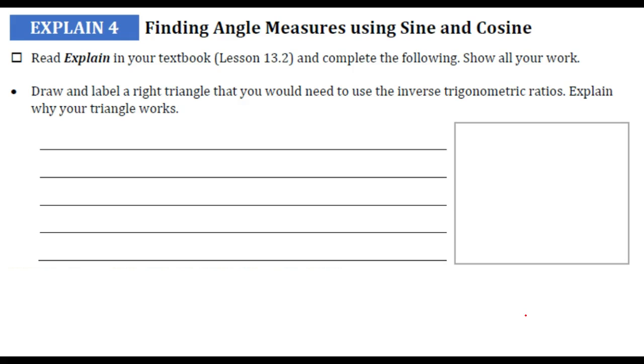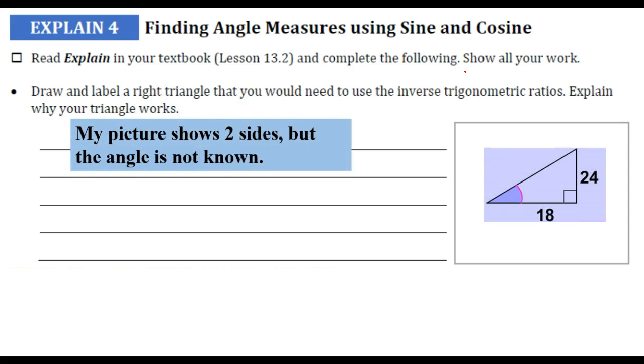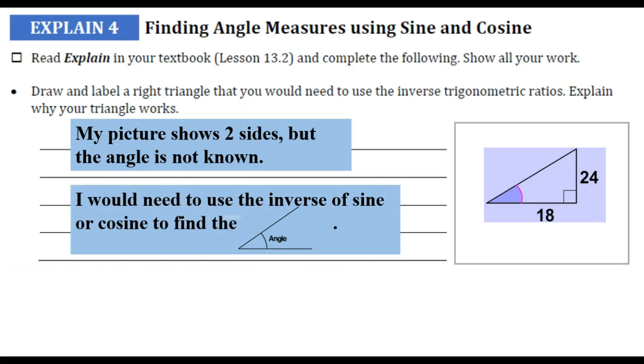So on here where it goes on explain 4, it says draw and label a right triangle that you would need to use the inverse trig ratio. So remember back in tangent, when we use inverse of tangent, let's say they just give me the side lengths. So it shows my picture, let's say I have 2 sides, but I don't know the angle. I would need to find that, right? So I would need to use the inverse of sine or cosine to find the angle if I don't know it.